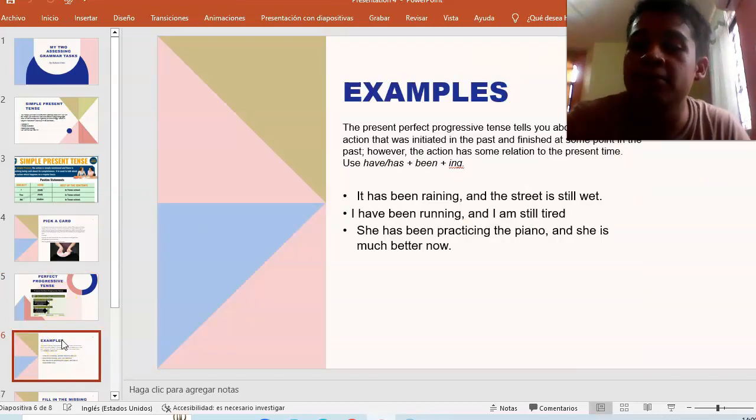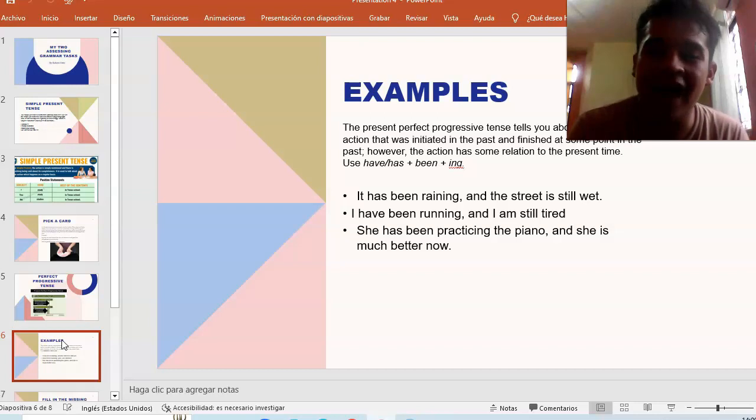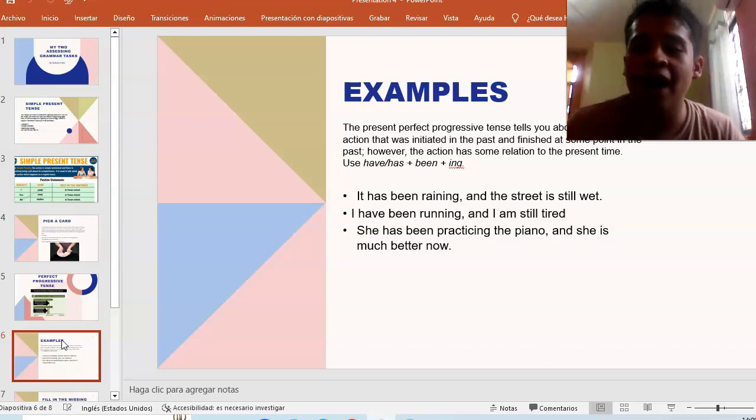Here are more examples of present perfect progressive tense. Present perfect progressive tense tells you about a continuous action that was initiated in the past and finished at some point in the past. However, the action has some relation to present time. Use have/has plus been plus ing. It has been raining and the street is still wet. I have been running and I am still tired. Or she has been practicing the piano and she is much better now. Here are some examples of how to implement present perfect progressive tense in a sentence.